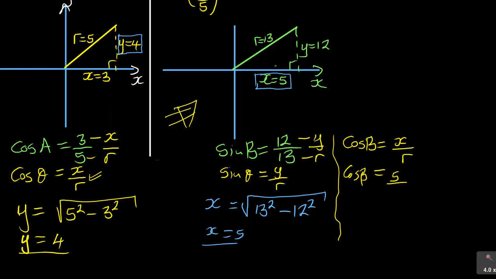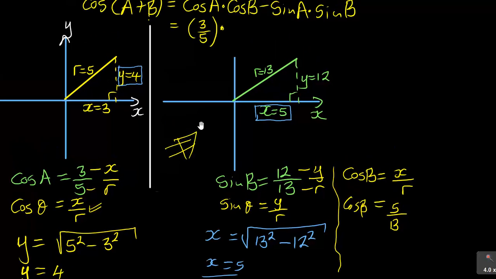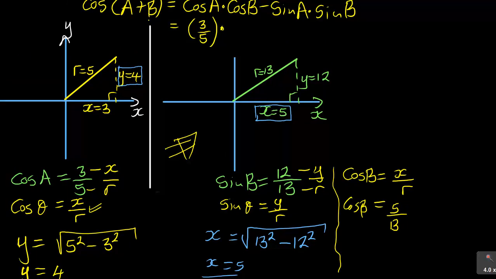And then what is my r? R is 13. So it is 5 over 13. You see why we need to sketch that? Because you are supposed to find the x part using this diagram.